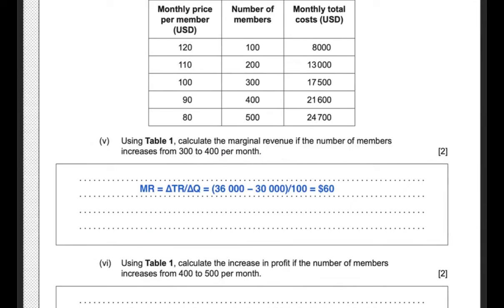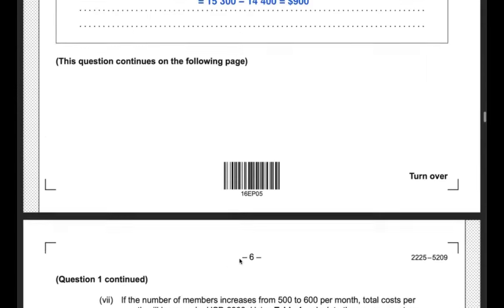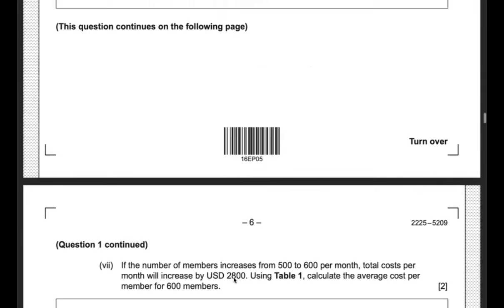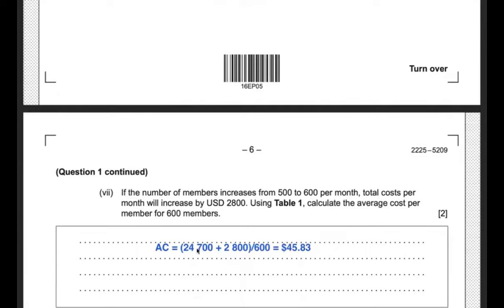So when you have 500 customers, you spend 24,700 total cost. But when you have 600 customers, the question says you spend 2,800 more. So if you sum these two, then you can get the total cost for 600 customers. And if you want to know your average cost, then you divide this by your quantity, which is 600. You can get the average cost.